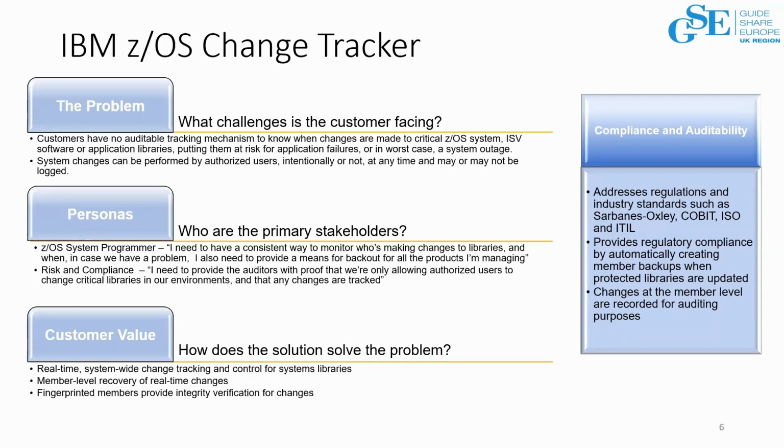It's also to make sure that only authorized users are making changes to these libraries, and that any changes that are being made are being tracked. As you will see, zOS Change Tracker is not just a reporting tool, it is also an enforcement tool, to prevent changes from being made if that is configured in that way for certain libraries. So it is a real-time product in that sense. I mean, as I said, it's not just a reporting tool.